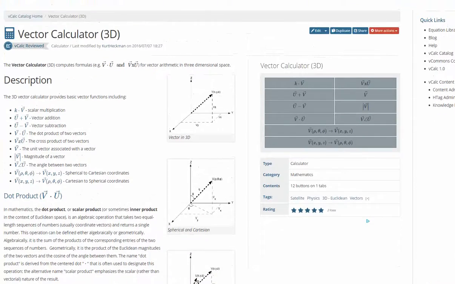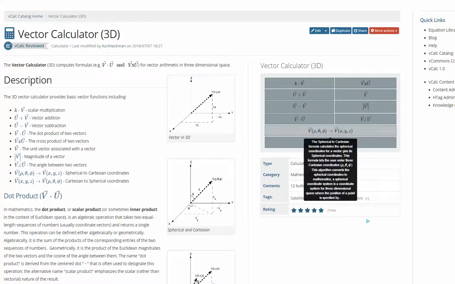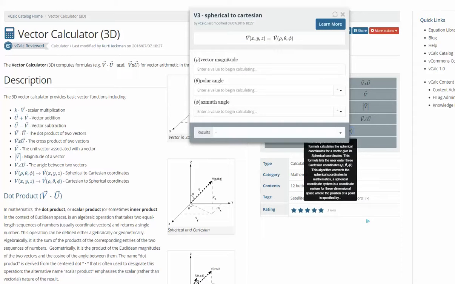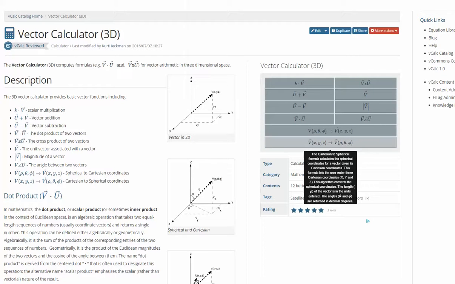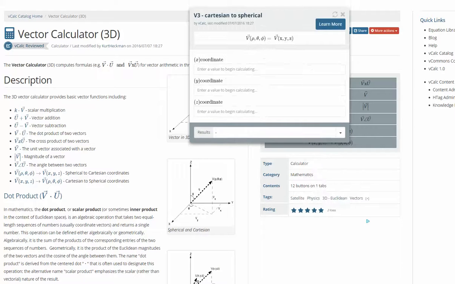The last 2 utilities that it has are conversion from spherical to Cartesian coordinates. So in this case, you could put in the magnitude of the vector, the polar angle, and the azimuth angle, and it'll give you the vector that is associated with that. So let's go 3, say 32 degrees or 23 degrees and 45 degrees, and it will compute the vector in that position.